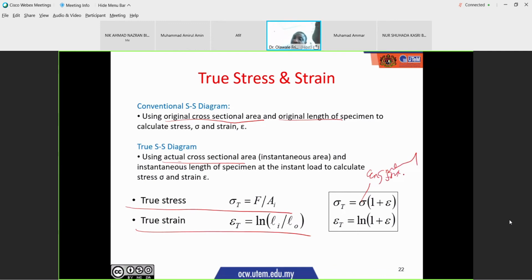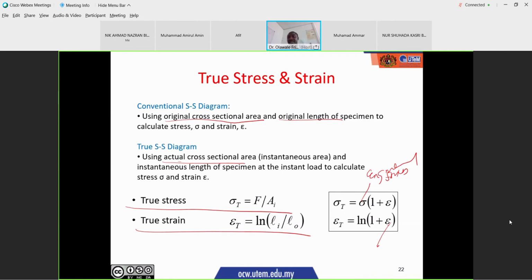if you want to convert from engineering stress to true stress, all you need is: your true stress is equal to your engineering stress times 1 plus your engineering strain. So if you know your stress and strain, then you can get your true stress. And your true strain is the natural logarithm of 1 plus your engineering strain. So if you know your engineering strain, then you can get your true strain.